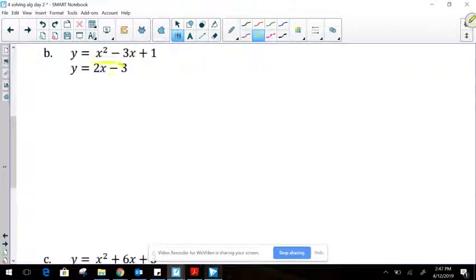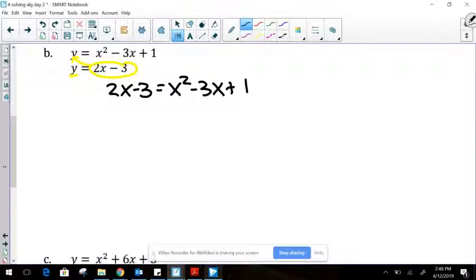Again, I'm plugging in this part here, which is equal to y. So it says that right there. Okay, so I have 2x minus 3 equal to my right side. So I have x squared minus 3x plus 1. Remember, pause this if you're thinking I'm going too fast. You can rewind and rewatch anything that is confusing to you.